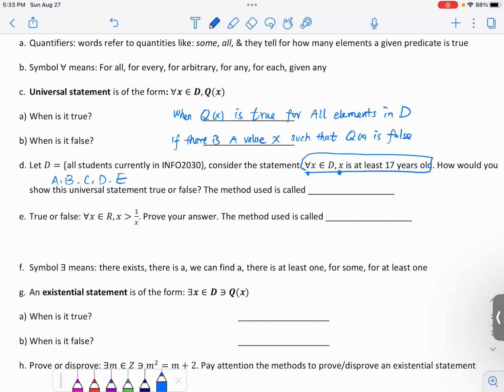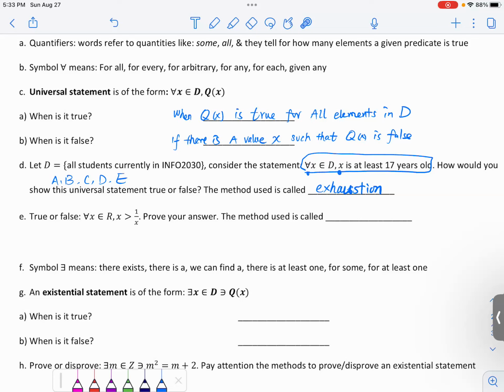So this method is called the method of exhaustion. Method of exhaustion. So basically you check everything. So this is one way to prove that a statement is true or false, the method of exhaustion.